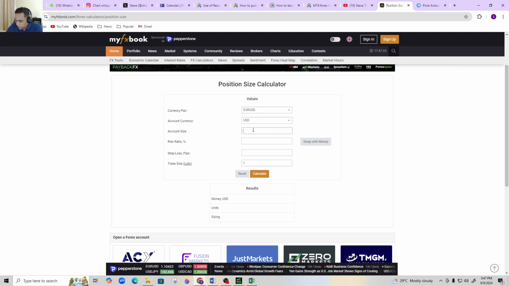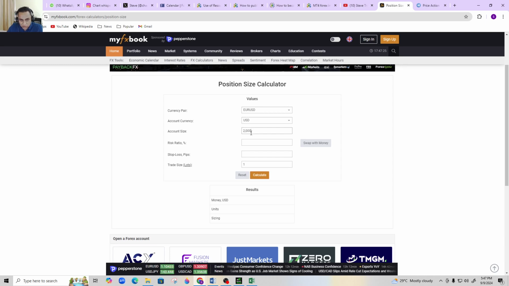Put your account size there, whatever your account size is. So mine is 2000, right? Put your risk size, 1% or 2%. So for example, what I do is I want to risk, let's say the maximum I'm willing to lose on this is about $20 to $25, right? That's about 1%. So $20 is about 1%, right? So let's swap this with money, put that at $25. That's the maximum I'm willing to lose, including slippage, right?